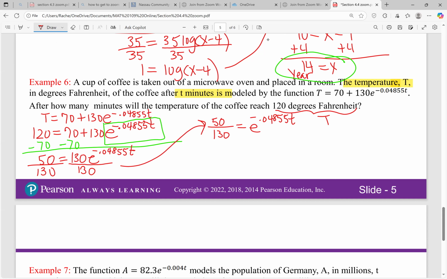So remember what we were doing at the beginning of this lesson when we were solving exponent equations. If we were in base e, we were taking the natural log, right? Because then we're going to end up with the natural log of e, which is just 1, and it makes the simplification process easier. So since we're in base e, I'm going to take the natural log of both sides. I'm going to have the natural log of 50 over 130 is equal to the natural log of e to the negative 0.04855t.